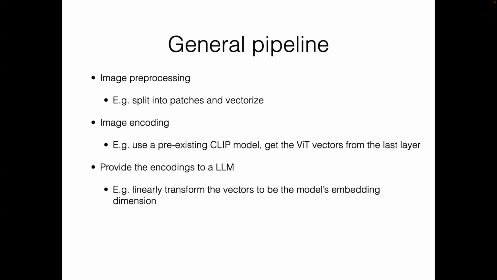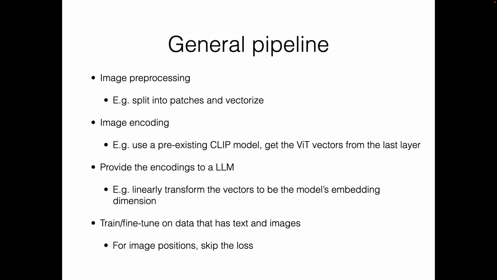Then we want to provide the encodings to a language model. In LLaVA, we showed the simple approach of just linearly transforming the vectors. This is mostly what people still do, but there were a lot of follow-up papers trying different things. Then we want to train or fine-tune on the data that has text and images. When you compute the loss, as you feed through the sequence, there'll be positions corresponding to text and to images. For now, the model's just going to be capable of producing text, so we'll skip over the output steps for the images. Next class, we'll talk about how to train the model to actually produce the images as well.